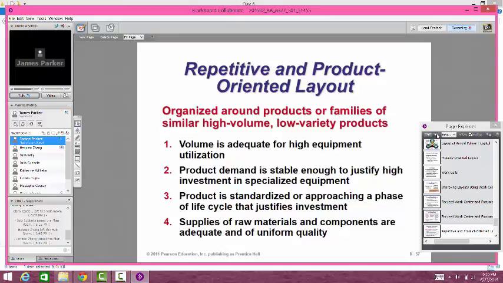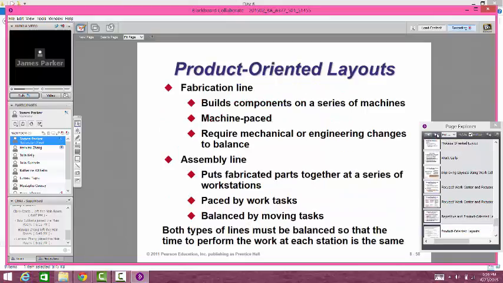Product standardized, raw materials, adequate, uniform quality. So anyway, it's all about achieving the flow through that facility to get the cost down and also keep the uniformity up. Product-oriented layouts, so fabrication lines and then assembly lines.